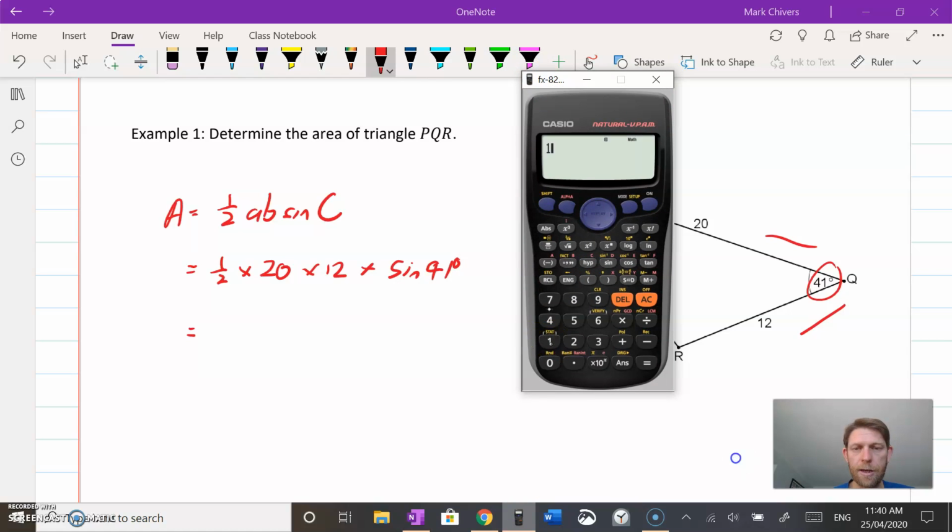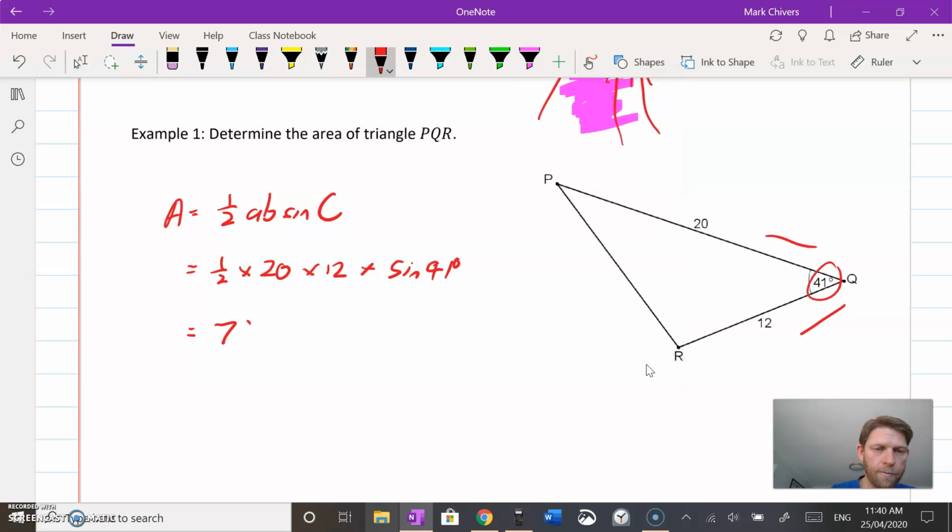At this point in this course, you just plug all of that into your calculator. So let's run that through. We're going to have a half times 20 times 12 times sine 41. And that's it. Press equals and you've got the area of your triangle. In this case, it doesn't say what the units are, so we'll say units, and we'll call that 78.7 units squared. Remember, we've found an area now, so it's units squared, not just units, and that's to one decimal place.